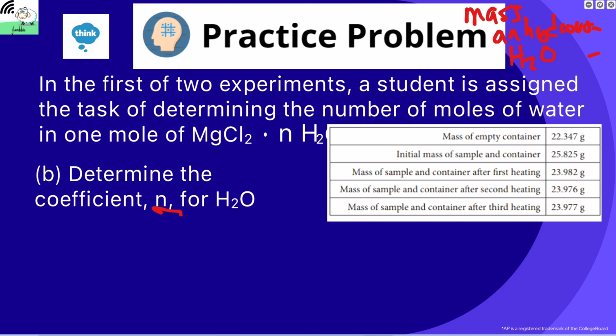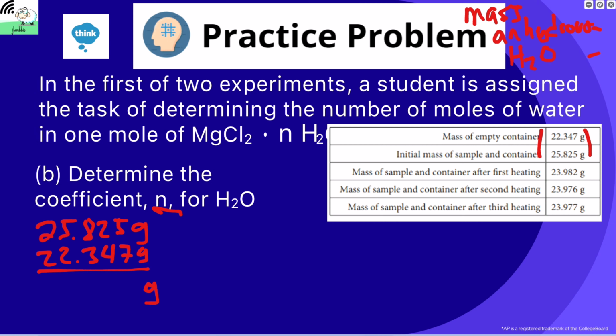I can get the mass of the initial sample by simply taking the mass of the initial sample in the container and subtracting the mass of the empty container from that. So to start this off, I'm going to take 25.825 grams, and I'm going to subtract from that 22.347 grams. And then let's see what we get from that information.